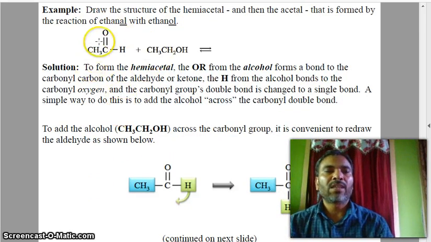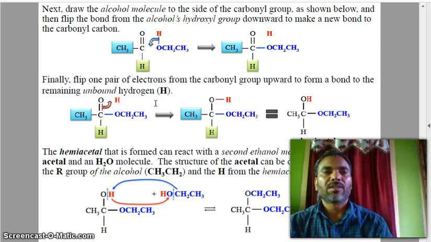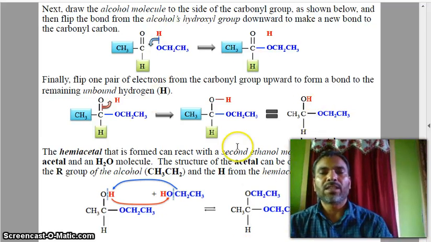Now try to draw the structure of the hemiacetal and then the acetal that are formed by the reaction of ethanol and ethanol. So draw it. This is the hemiacetal, this is the acetal.